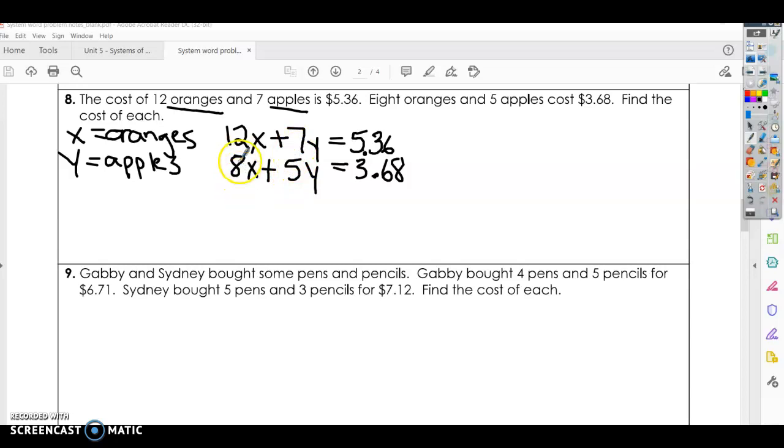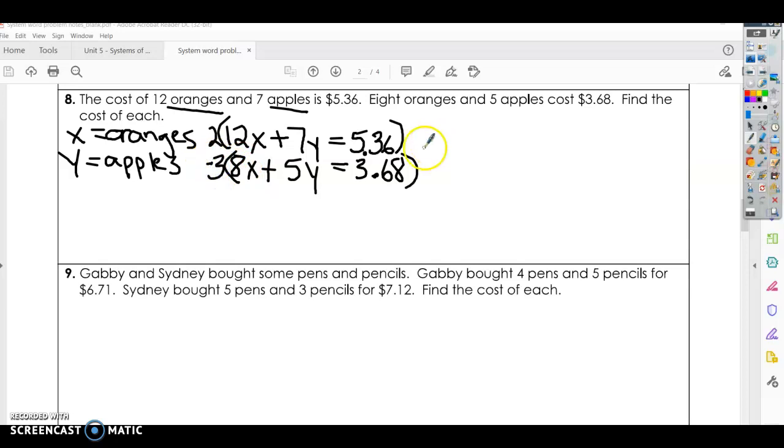It depends on which variable you want to eliminate, but I'm going to look at just my x's. So if I multiply the top here by 2, the whole equation by 2, that's going to make my x's 24. All right, I want to multiply something by 8 to make this negative 24, because 24 and negative 24 will cancel. That'll eliminate, which is what I want. So 8 times negative 3 will make my x's eliminate.